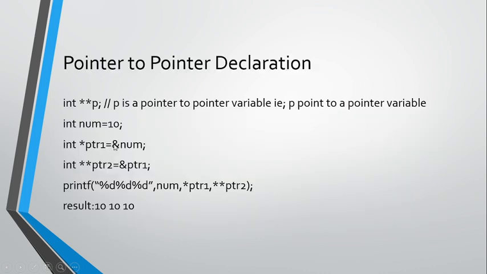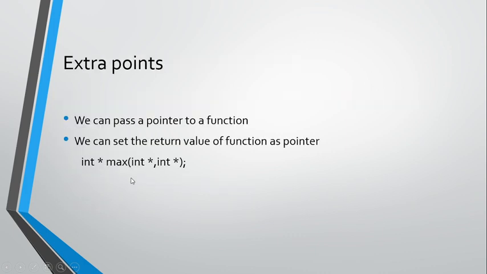So to create a pointer to pointer, we will use a double asterisk, or double star, as in star star p, which indicates p is a pointer to pointer variable, that is, p points to a pointer variable itself. In the example, num equal to 10, star ptr1 equal to address of num, star star ptr2 equal to address of ptr1. So num is printed. Star ptr1 will give 10, star star ptr2 will give 10. All the results will be the same.